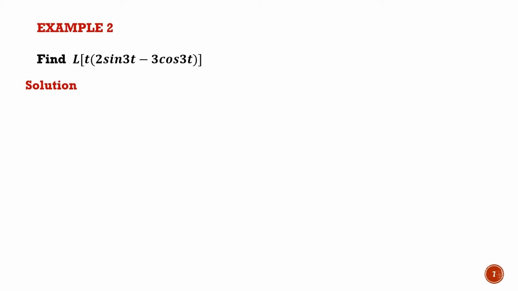Next problem. Find L of t into 2 sine 3t minus 3 cos 3t. So again there are 2 terms. One is t, the other one is this bracket term. Again start with the function which is on the extreme right. This bracket term is the term which is on the extreme right, so we will calculate the Laplace transform of this bracket term.